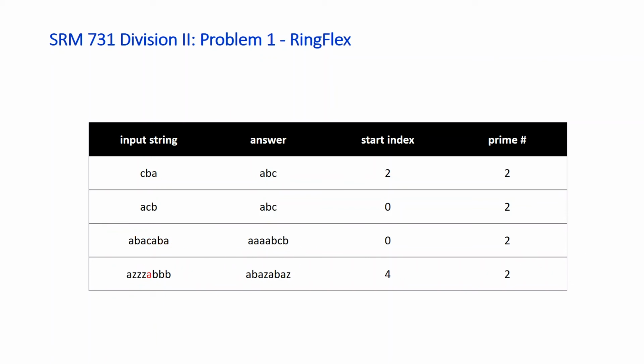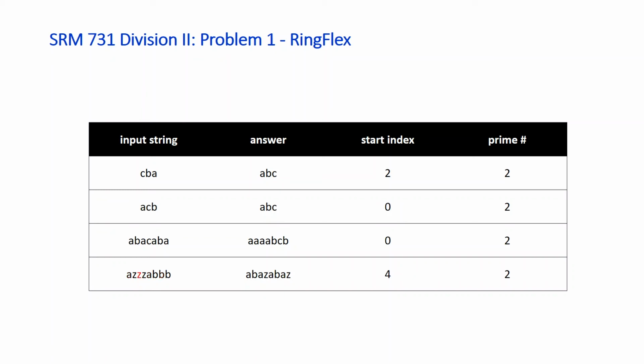And last but not least, we're going to start at the fourth index. You might initially think that if you start at the 0th index, you can set your prime number to jump to 4, but 4 is not a prime number, so you can't use it. So the next best thing is starting at the 4th index and choosing our prime number to be 2. So we start at A, then we go to B, we wrap around to A, Z, A, B, A, and then Z.